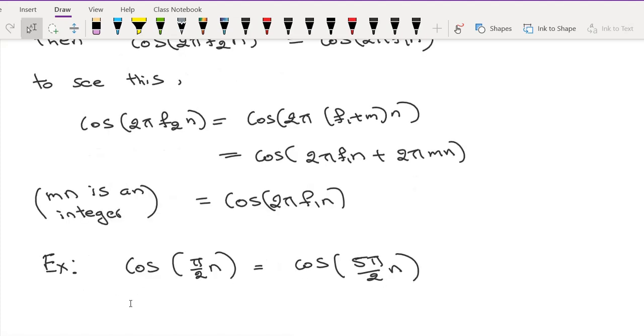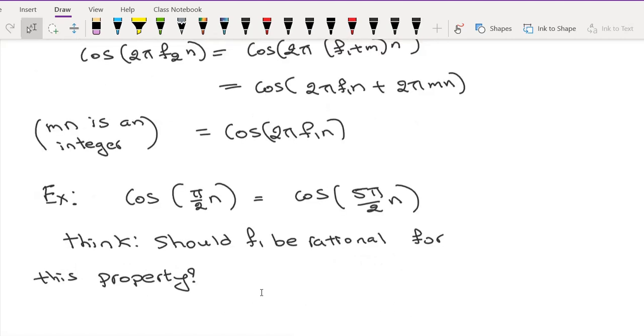Here is an example. Cosine pi over 2 n will be equal to cosine 5 pi over 2 n because the frequencies differ by an integer. So I want you to pause the video here, find the frequency for the left hand side, find the frequency for the right hand side, and make sure that the difference is an integer. Another point I want you to think about is, for these arguments to be valid, should f1 be a rational number?